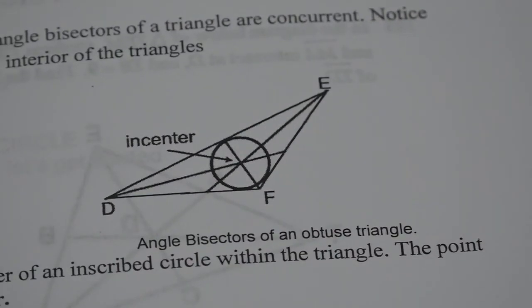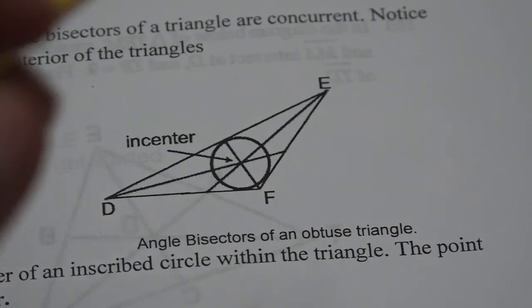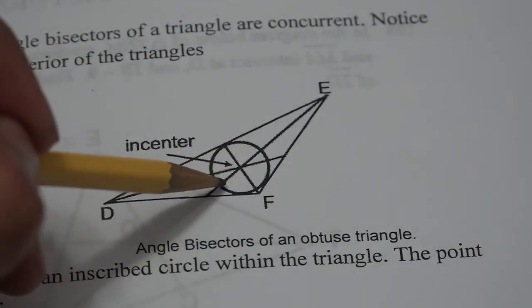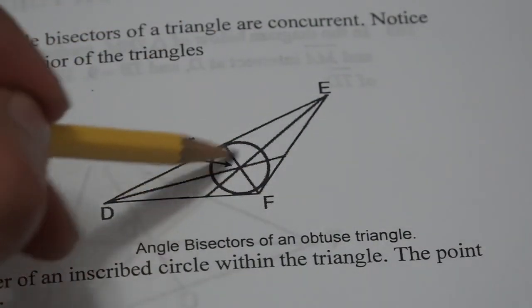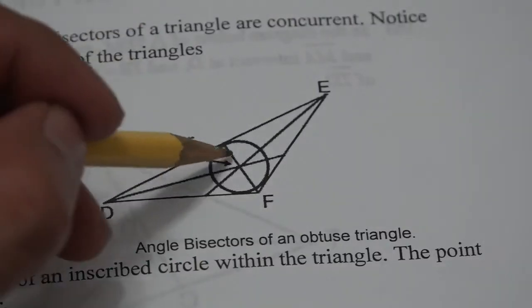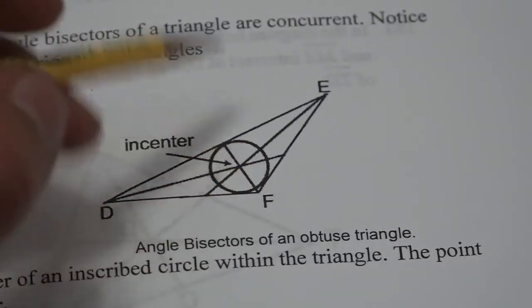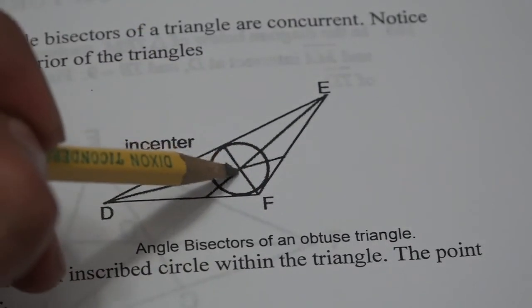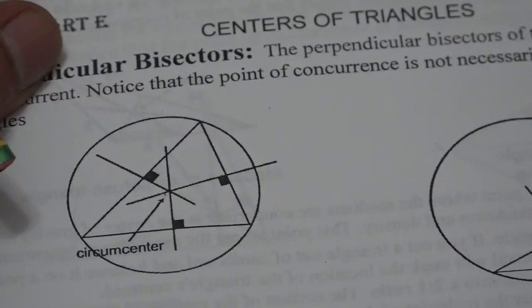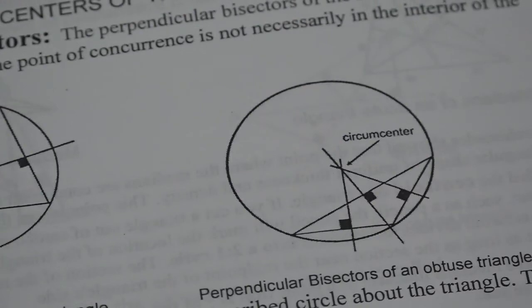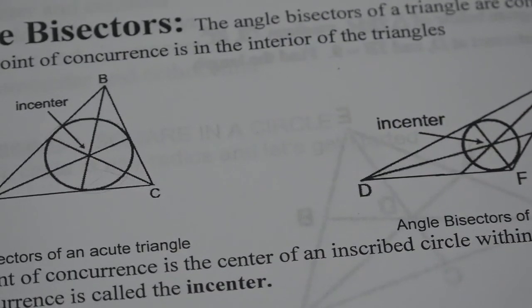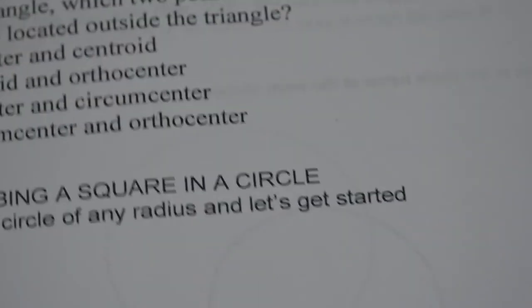Now the in-center will always be inside the triangle. The circle is inside the triangle. This is what we call an inscribed circle. Okay, it's inside, so the center has to be inside the triangle, unlike the perpendicular bisector. It could be inside or outside, it doesn't matter, because the circle will surround the triangle. It will be circumscribed. Okay then.